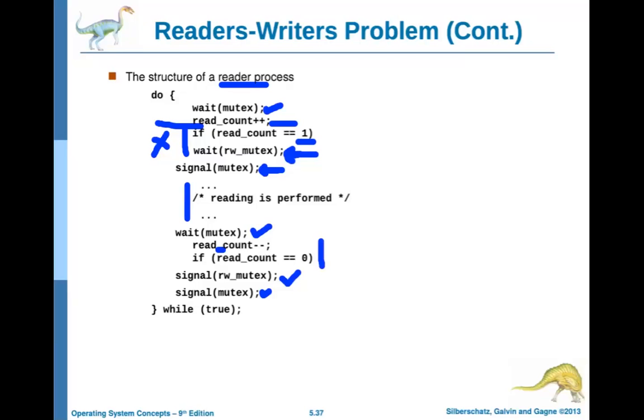Like the first reader acquires the lock, the last reader has to release the lock, RW mutex. So this will be released so that if other writers are there, they will be allowed to write the data. Okay, and signal mutex, because we want to safeguard it with wait and signal.